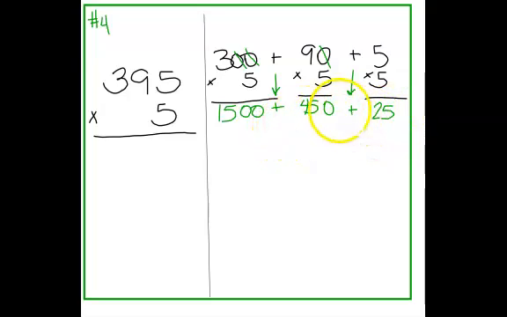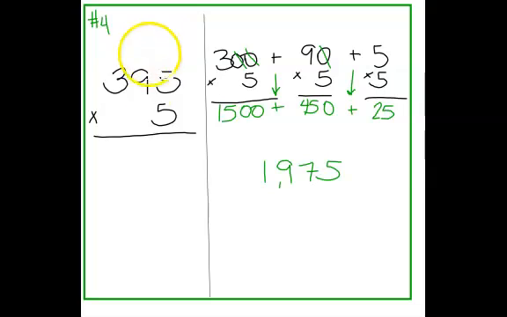I have 5 ones, 0 ones, 0 ones. That's 5. I have 2 tens, 5 tens, and 0 tens. 5 and 2, that makes 7. I have 4 hundreds and 5 hundreds. That makes 9 hundreds. I have only 1,000, therefore I have 1,975.